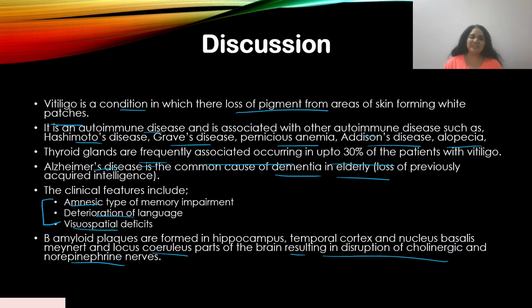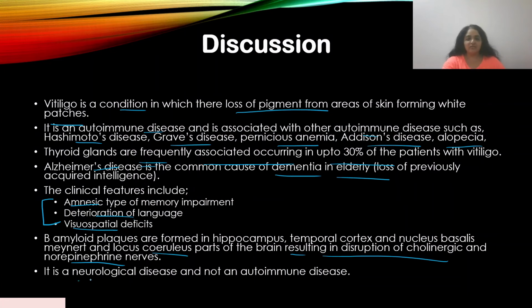You are not really expected to know all the autoimmune diseases that are there. There's a whole list of autoimmune diseases, but if you knew that Alzheimer's disease is a neurological disorder, the question directly asked which is not an autoimmune disease. You could have easily answered this question. Let's move on then. It's a neurological disease and not an autoimmune disease. That's about it. Let's move on.